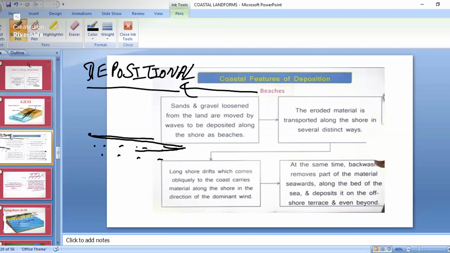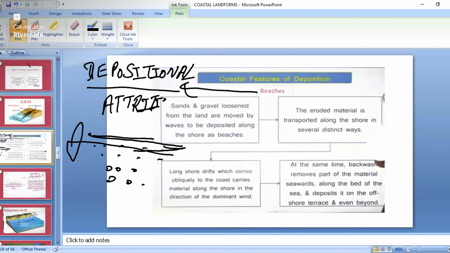Then here again it is coming. Then that attrition is taking place. Attrition force is taking place. So all those big boulders are becoming smaller particles like gravels. And with the water it is coming and settling down in some area. When they are depositing, that deposition will form a beach, a large area. Sands and gravel loosened from the land are moved by the waves to be deposited along the shore as beaches.